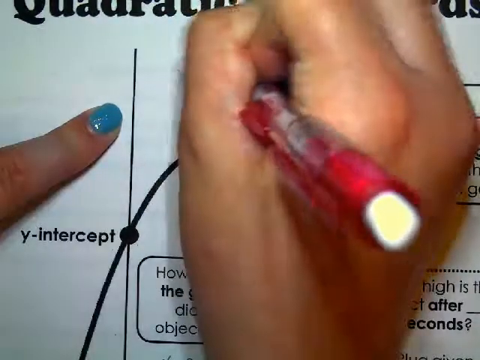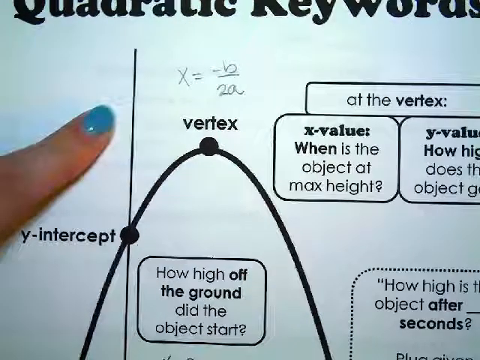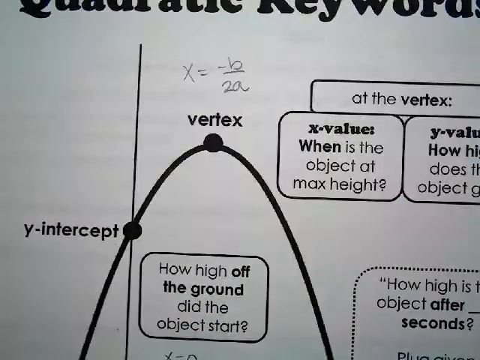How do you find the y coordinate? You plug in whatever number you got for x, okay? You'd find x, negative b over 2a, you'd plug it in, and you'd find your y coordinate.